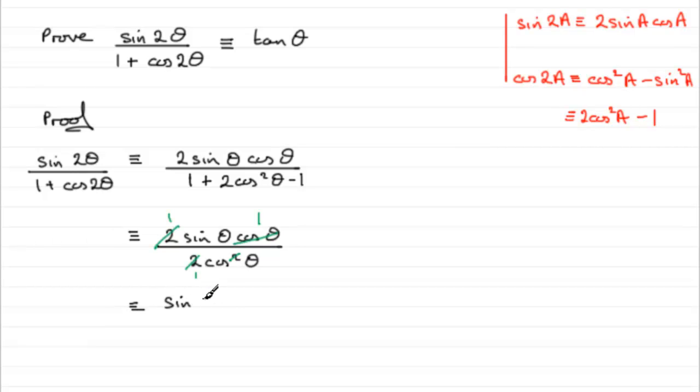Sine theta over cos theta, but at the end of the day sine theta over cos theta is identical to tan theta. And if you wrote LHS here, then do make sure you finish with is identical to RHS, the right-hand side. Anyway, that's the style that I would answer this in.